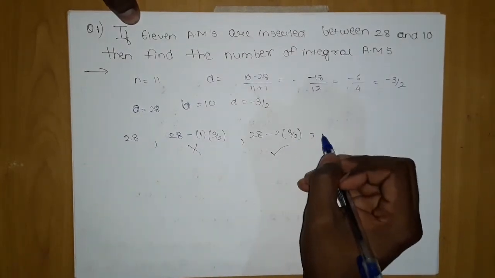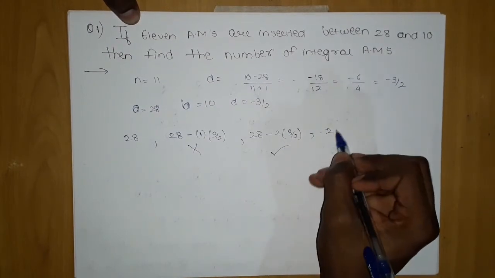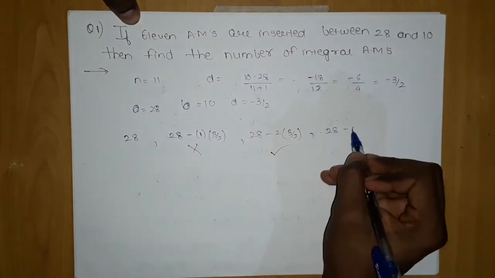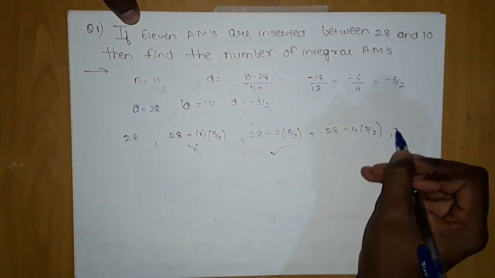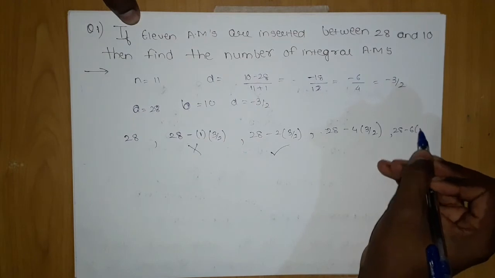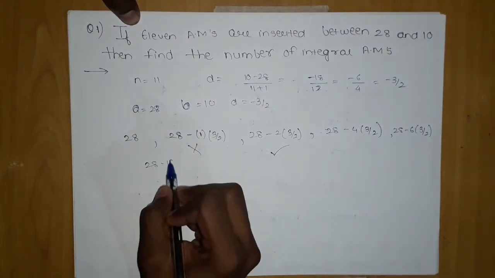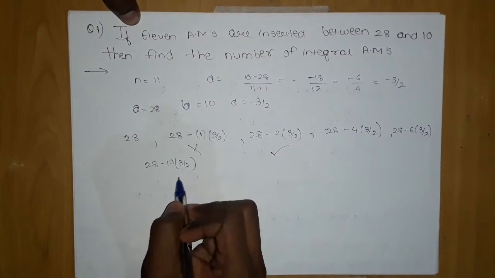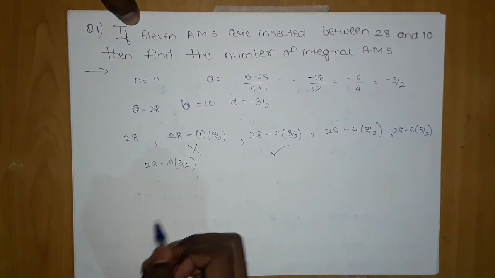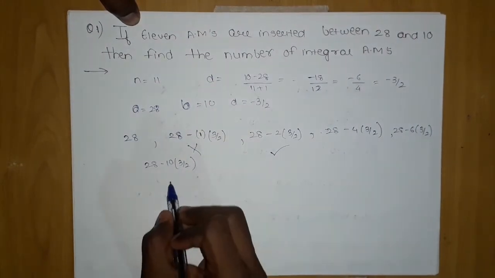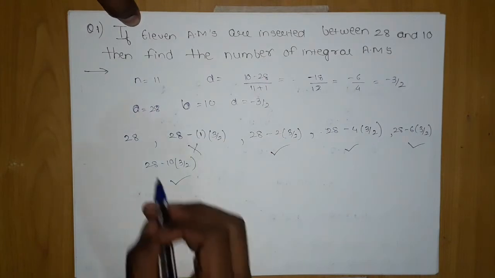Okay, so I will not take 3, I will take multiples of 2. Which will be 28 minus 4 into 3 by 2. Further, 28 minus 6 into 3 by 2. Similarly, 28 minus 10 into 3 by 2. Okay, 11 terms. So here we have reached till 10th, and 11 is also not a multiple of 2, so we will reject it. These are all integral AMs. Okay, so we will consider these as the answers.